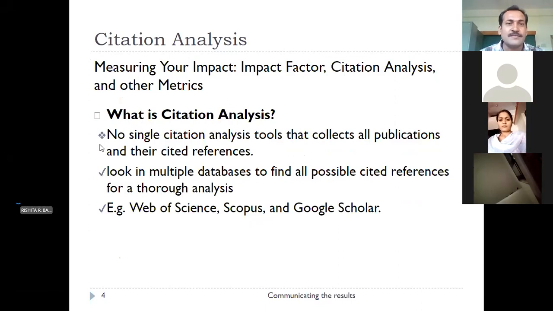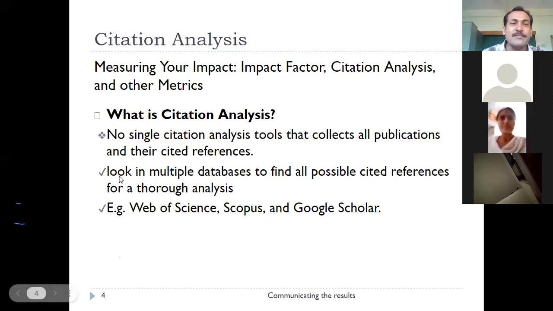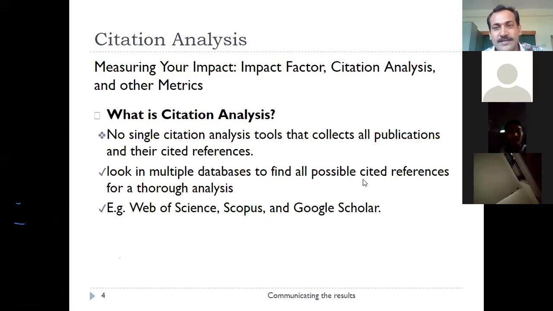Now again, there are multiple citation analysis tools. There is not a single citation analysis tool that collects all the publications and their cited references, right? So we need multiple databases to find all possible cited references for a true or thorough analysis, right?